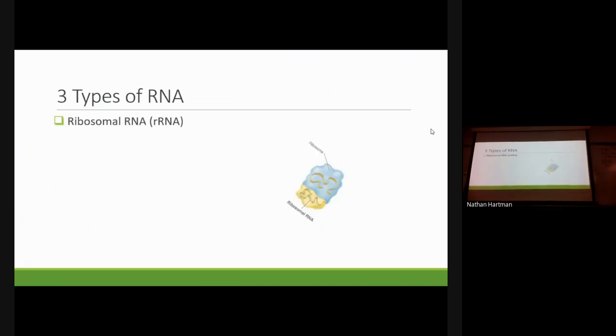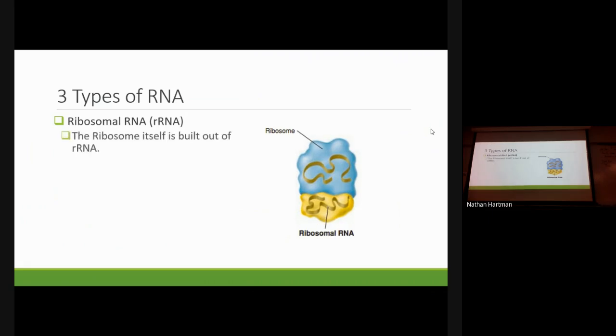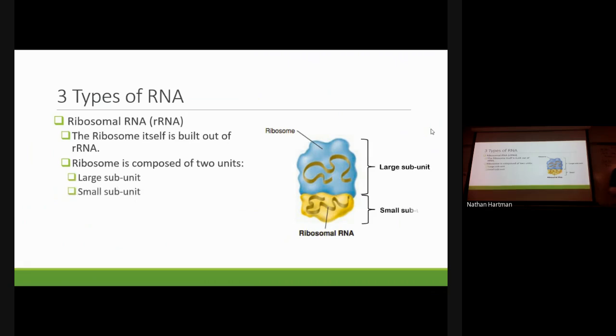And then finally, we have ribosomal RNA, or rRNA. This is what the ribosome itself is actually made out of. The ribosome is made of rRNA, and it has 2 units. There's a large subunit and a small subunit, and right in between is where our mRNA will go, just like you saw in that animation earlier during the video. And of course, the ribosome is where we actually build our proteins.